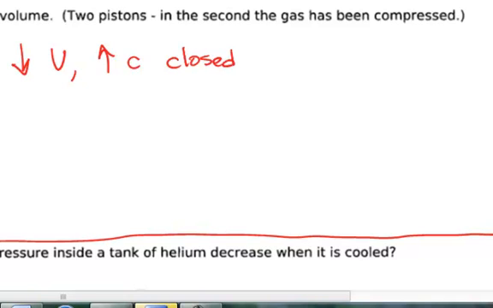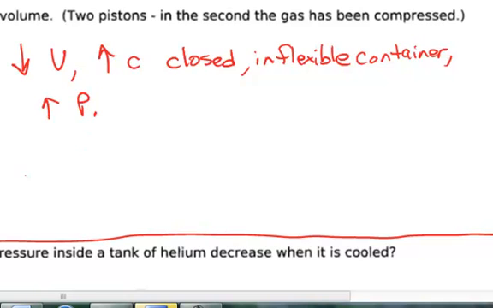Now, I'm going to hold that plunger in place, so it is an inflexible container. And again, this is the 3rd time in a row where we have increased collisions in a closed, inflexible container causing an increase in pressure. What didn't we change? What remained constant?